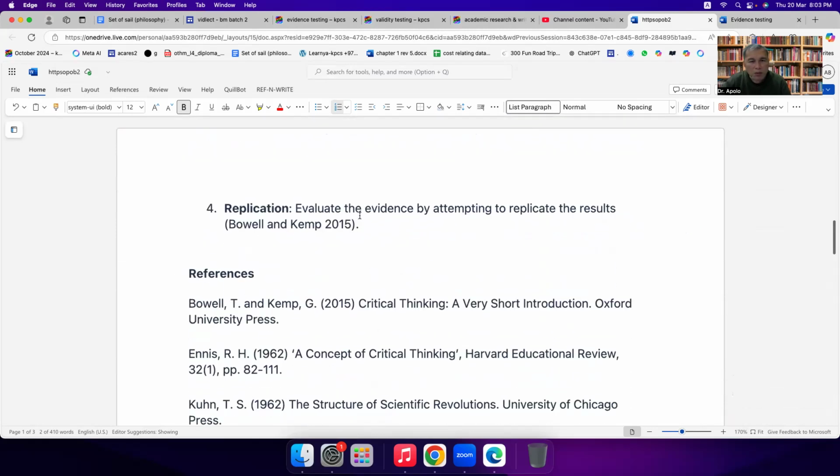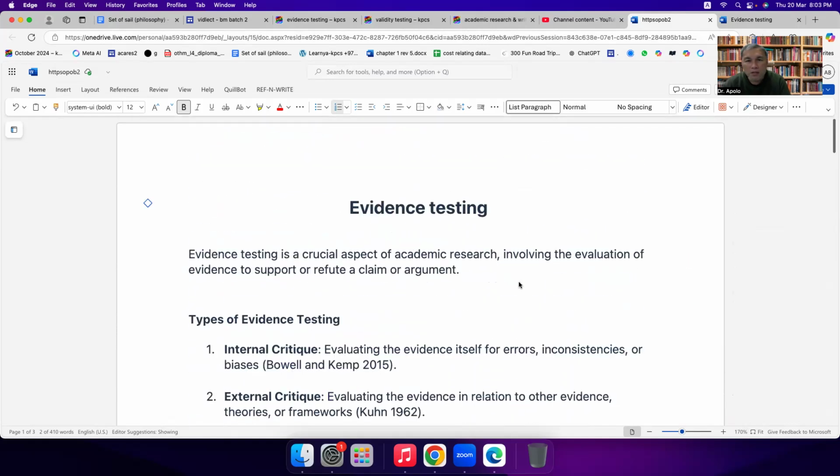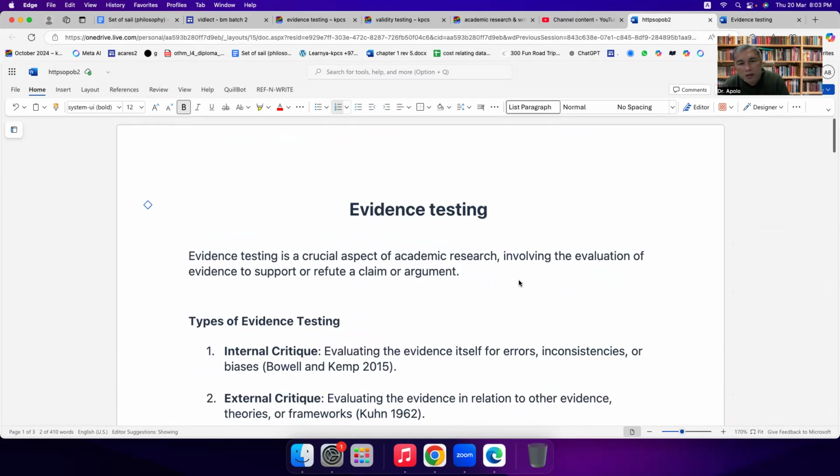Replication: evaluate evidence by attempting to replicate the research. For example, research findings claimed by one person should be conducted with the same instrument by another person, and let's see what the result will be. These are replications. Most likely, if it is true, the variation should be very small. Okay, this is one area of evidence testing.